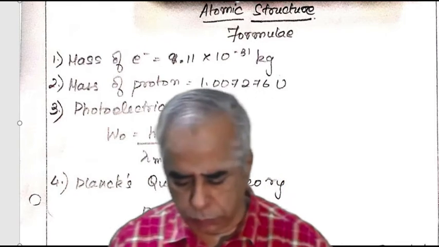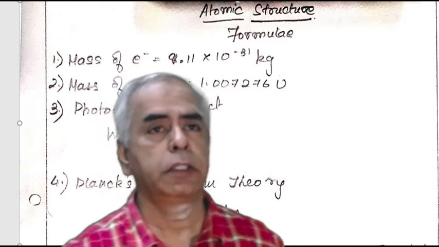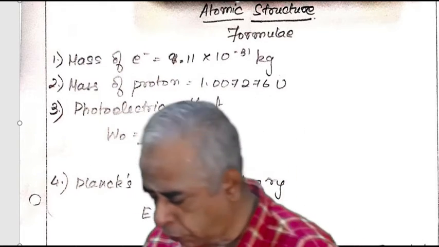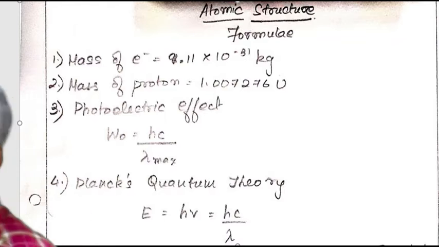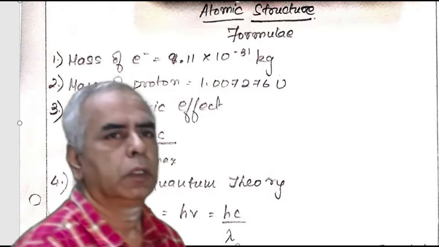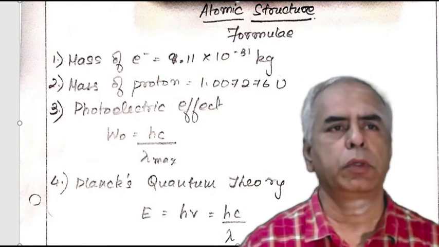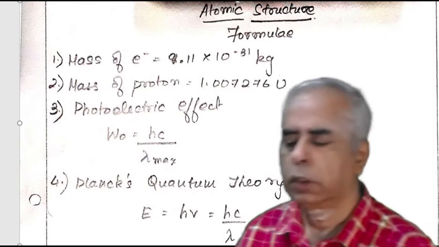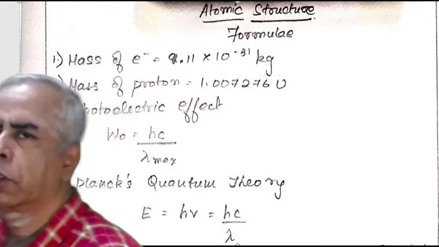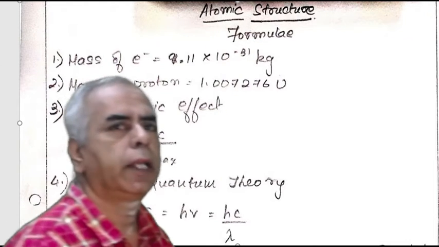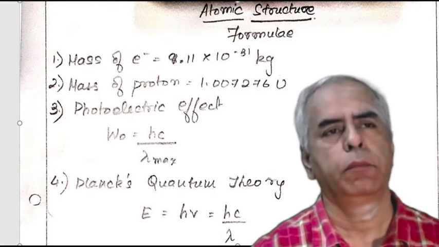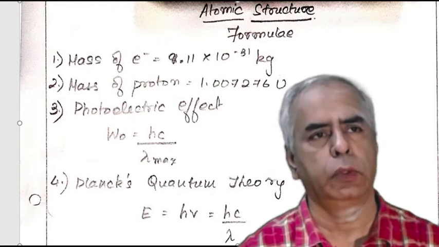Now let me proceed with the various equations and various constants and formulae for atomic structure. Okay, right. The mass of the electron, as I already told you, even though it is negligible, has a certain value, that is 9.11 into 10 power minus 31 kilogram.